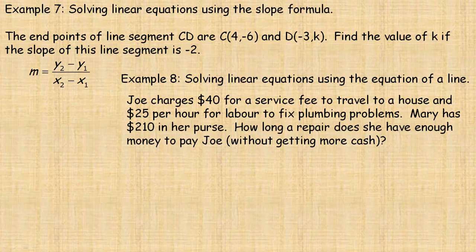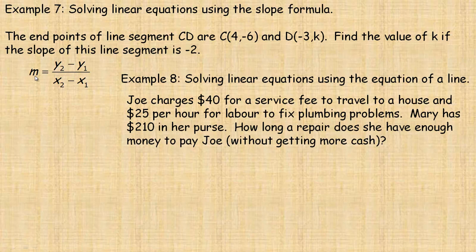Okay, last page here, a couple examples in this one. Solving linear equations using the slope formula. So in this first example, number 7 here, we're told that the endpoints of line segment CD are (4, -6) and (-3, k). So we don't know what k is, and we're asked to find it. We're asked to find the value of k if the slope of this line segment is -2. So here's the slope formula, and in these kinds of questions on the EQAO test, you're often given what the formula is.